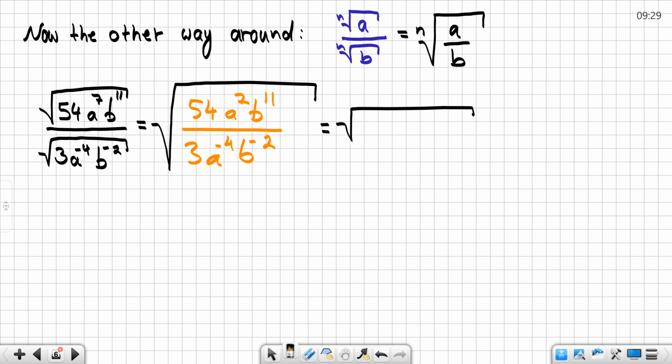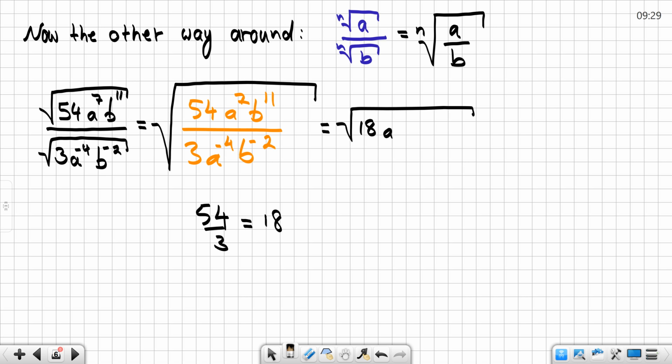This can be written as 1 square root without the fraction. 54 divided by 3. Let's have a look. What is 54 divided by 3? 54 over 3. That will be, 60 divided by 3 would be 20, so that would be 18. So I have 18.